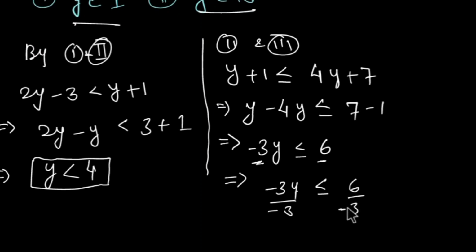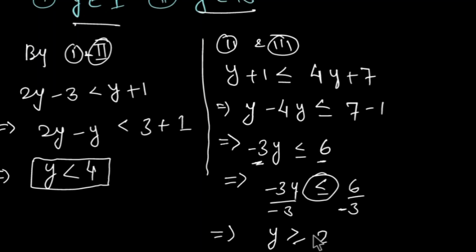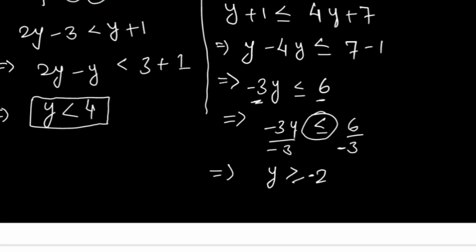I told you whenever both sides are multiplied or divided by a negative number, the inequality sign changes. So y is greater than or equal to minus 2, because 6 divided by minus 3 is minus 2. The 3 and 3 get cancelled out, and 3 into 6. So this is the one condition: y should be greater than or equal to minus 2, and the second condition says y less than 4.